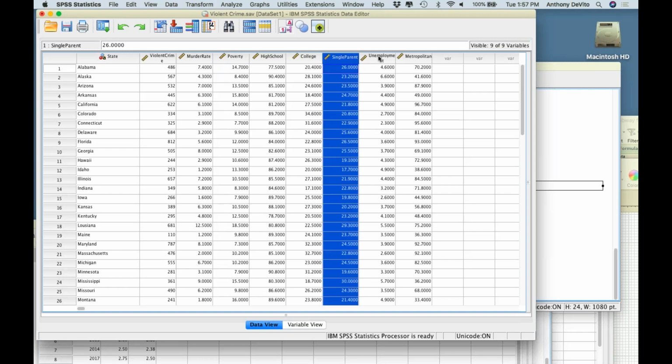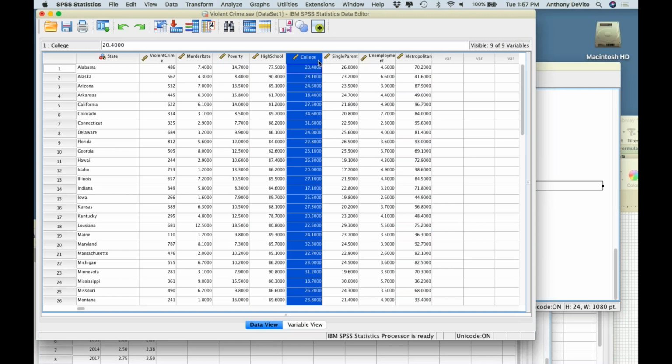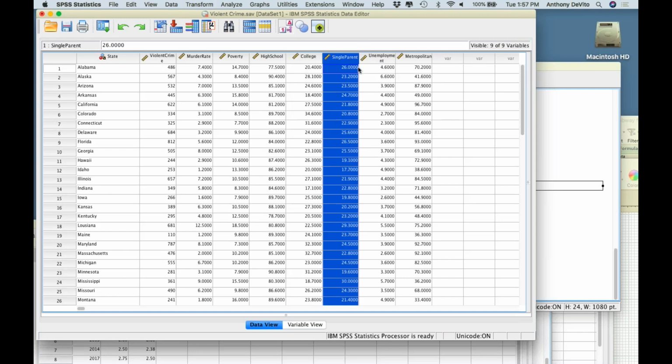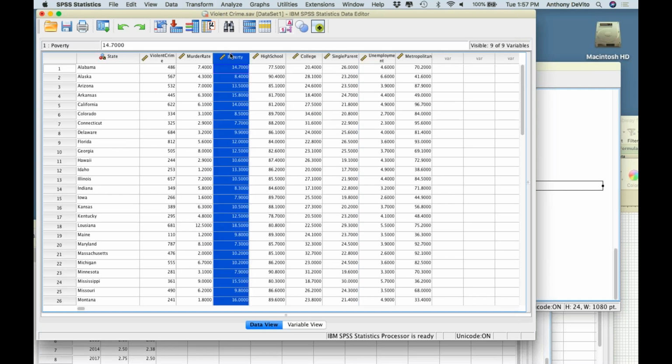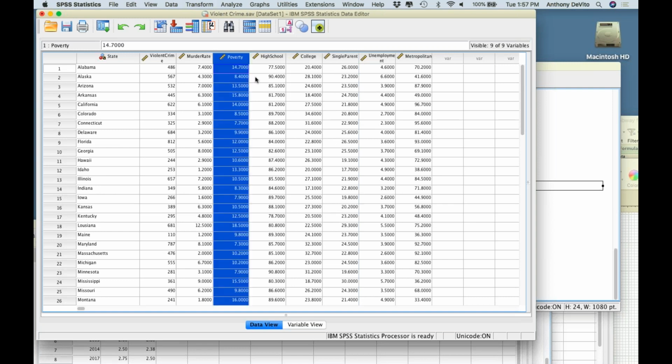Now, the deal here is that these are all numerical variables. We could do a lot of different things with that. We can look for correlations between these things constantly. I'm going to do this now again for single parent household and poverty rate. Okay, let's see if being part of a single parent household affects the rate of poverty.